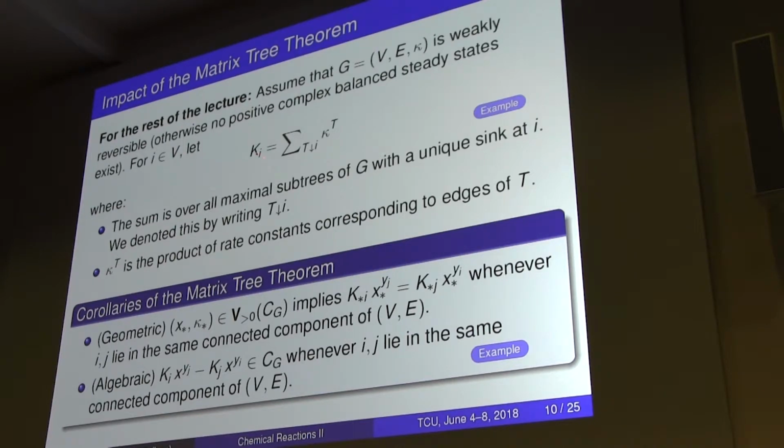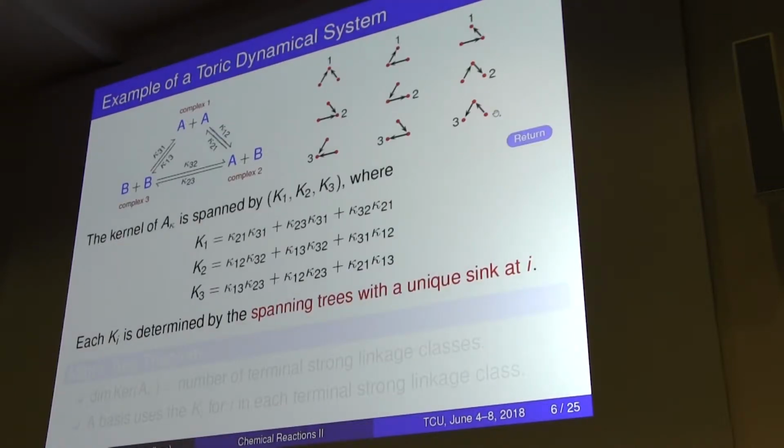So I is one of the complexes, and the sum is over all maximal subtrees of our directed graph with a unique sink at I. And I write that by saying this is a tree, and the down arrow means that this tree has a unique sink right there. And of course, we've seen an example of this. So that's exactly what we were doing here, that, in this particular case, K1 right here was built from all the trees with the unique sink at 1.